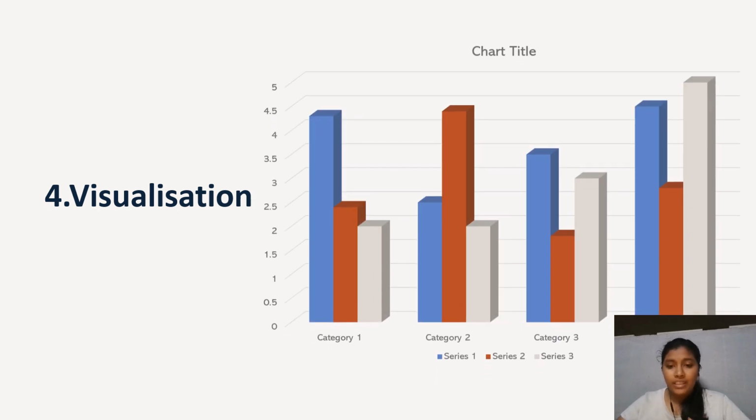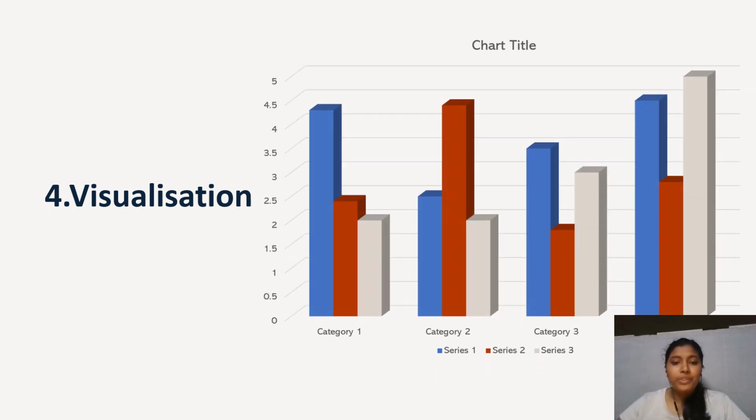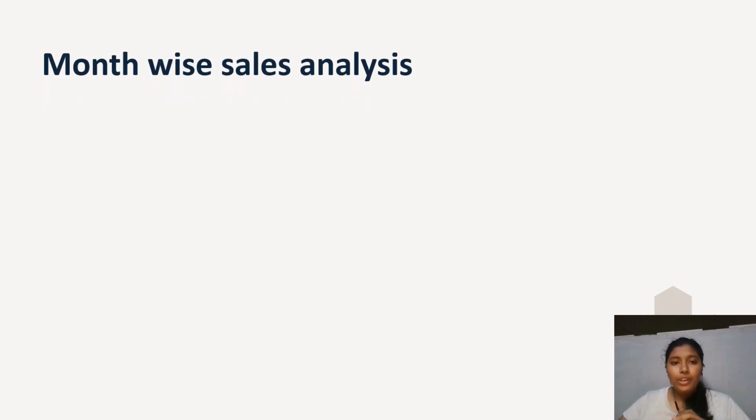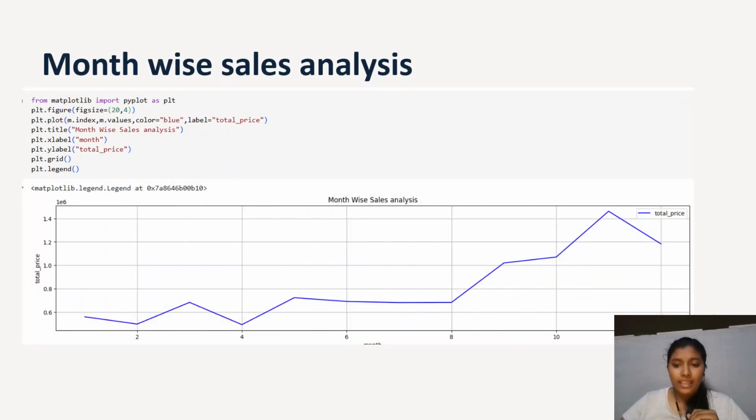After adding all these features, we want our data to be visually represented. So the next step is visualization. Visually, we are going to analyze the month-wise sales. See here, in the beginning the sales are rising and then falling down, and at the end of the year the sales reach their peak.